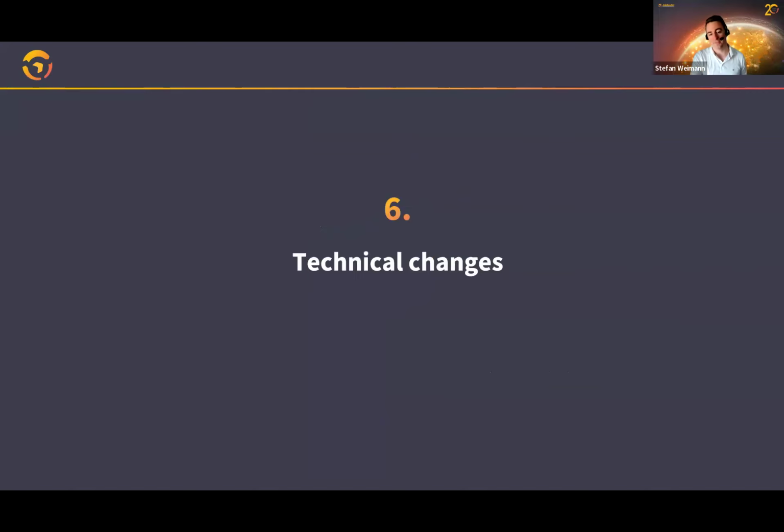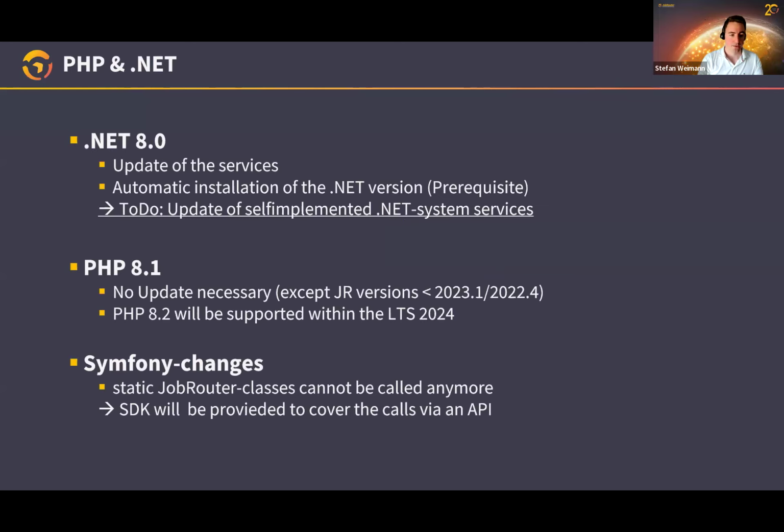Let's switch from the functions presentation to the technical changes we deliver with 2024.1. First of all, we updated .NET. We updated our services to .NET 8.0, the new LTS release from .NET. It comes automatically with the update of the JobRouter services, so you don't need to think of anything. As soon as you update or install the new versions, the .NET version will get installed automatically as a prerequisite.